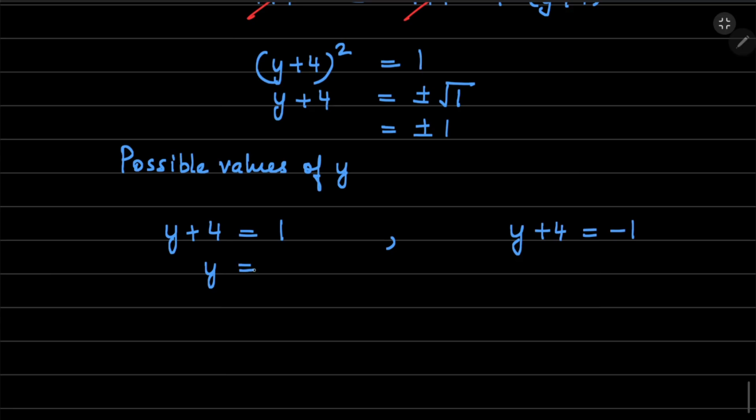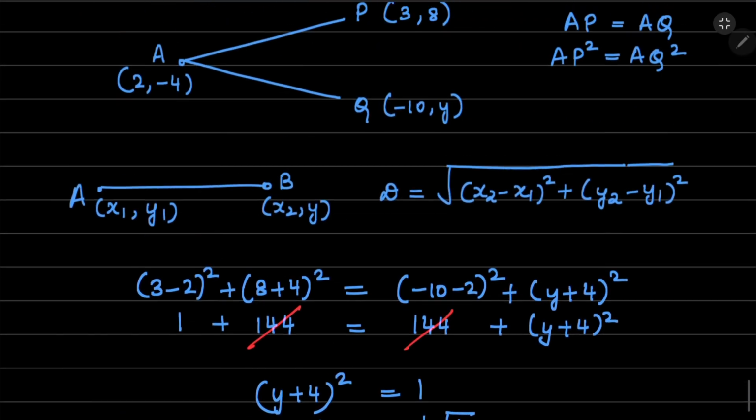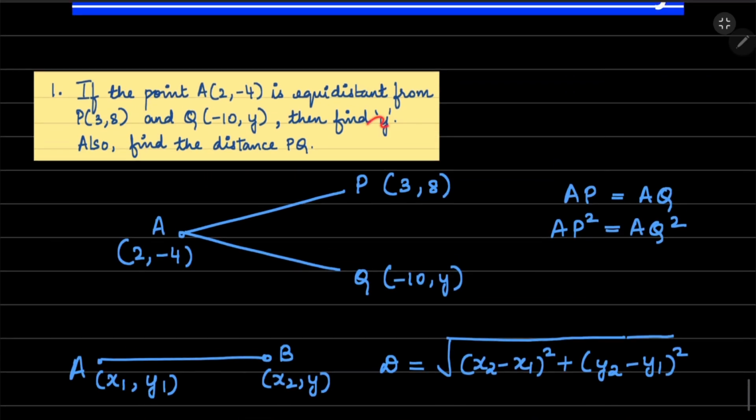So here y will be equal to 1 minus 4, which is nothing but minus 3. So one of the values of y will be minus 3. Or you can have minus 1 minus 4, y is equal to minus 5. These are the possible values of y. Okay, so according to the question, you have to find the value of y, which you have done. Also, you have to find the distance between P and Q.